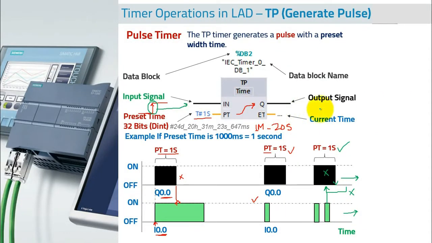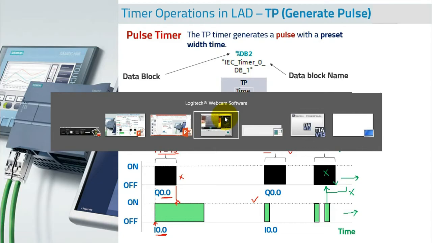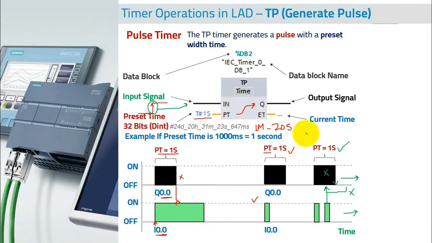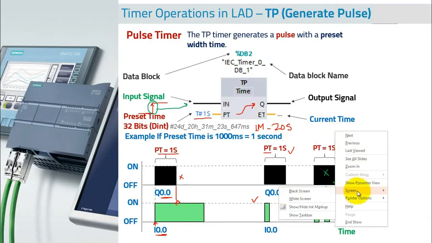We'll see that in the exercise, but first I want to demonstrate that in S7 1200. So let me open my main logic where I can show you a demonstration. And in the example of this pulse timer, we will have a look. Let's just preview the example.